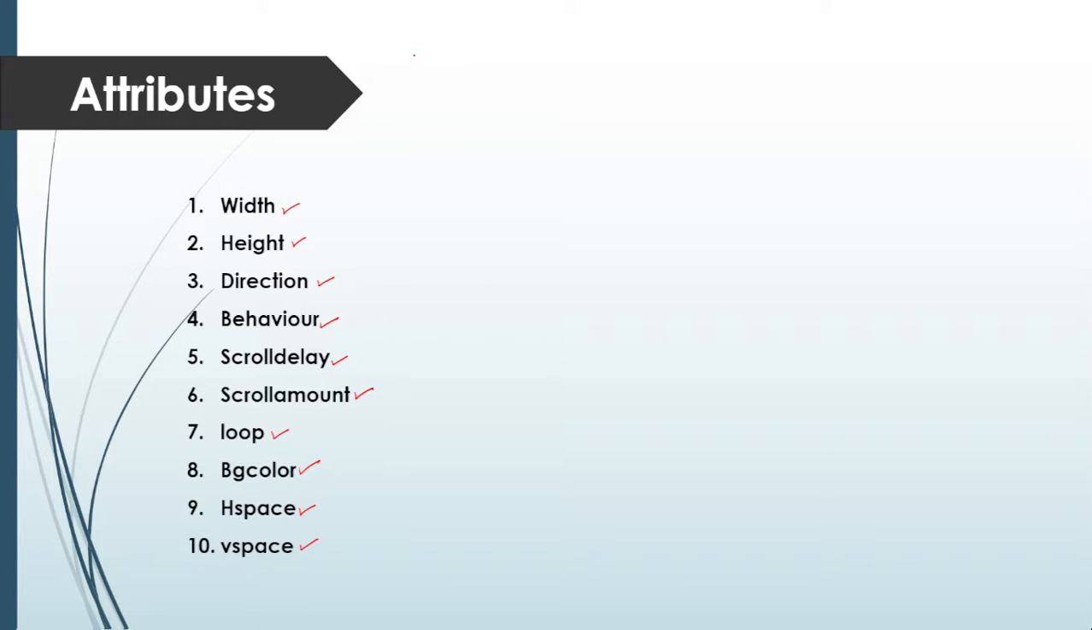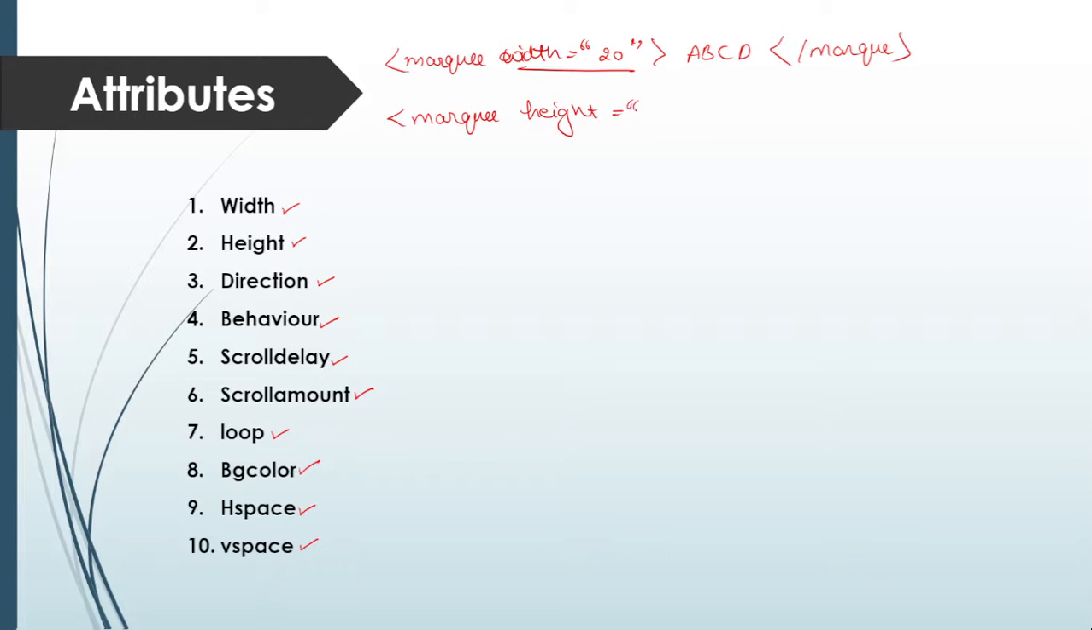For example, in case of width, let's say Marquee width is equals to 20, let's say ABCD and close Marquee. This is how we can use width attribute. Now let's talk about height. So if we want to use height attribute, Marquee height is equals to, let's say here 30%, ABCD, and then we need to close the Marquee tag.